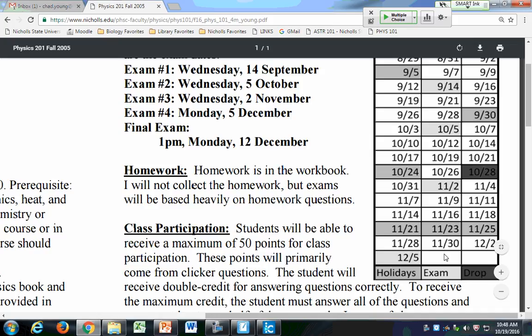Feel comfortable with that? I don't want to say it's an easy exam, but of the 4, it's probably the easiest exam. But not easy, just easier than the previous exam. Okay?